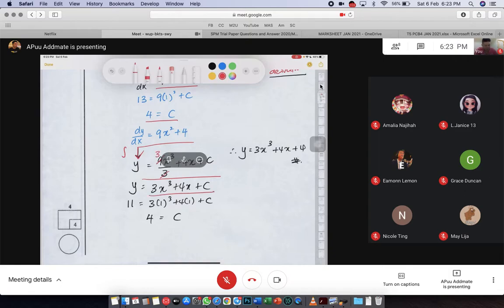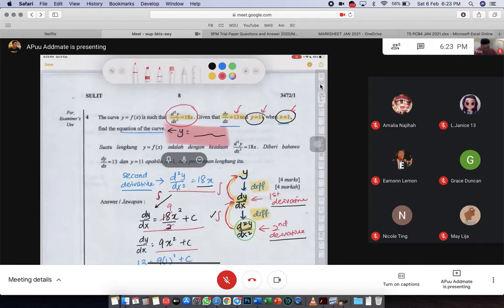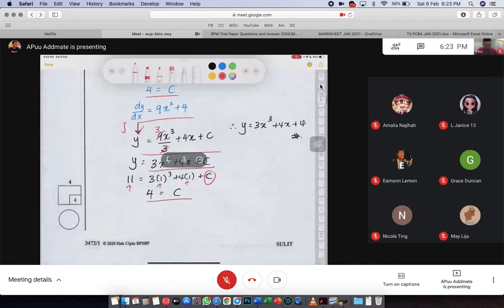And then at the end of the day, you kena cari nilai c ni. You have to find the value of c. So just gantikan nilai x dan juga nilai y. Nilai y boleh dapat daripada soalan dia. So nilai y is equals to 11. Okay, just put it in there. So I'm going to get c equals to 4. So tulis balik. Itulah persamaan garis lurus kamu.